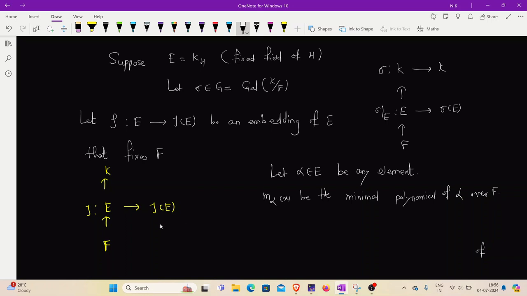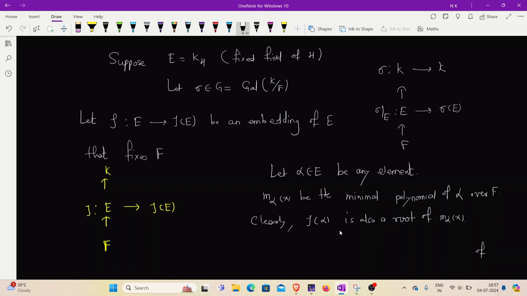Now tau is an embedding, and tau also fixes F, so clearly tau of alpha is also a root of m_alpha(x). Now we want to prove that tau of E is contained in K. We have already taken alpha belonging to E. Now we have to show that tau of alpha is contained in K. For that, tau of alpha is a root of m_alpha(x), and K is a Galois extension of F, so K is a splitting field of some separable polynomial over F.